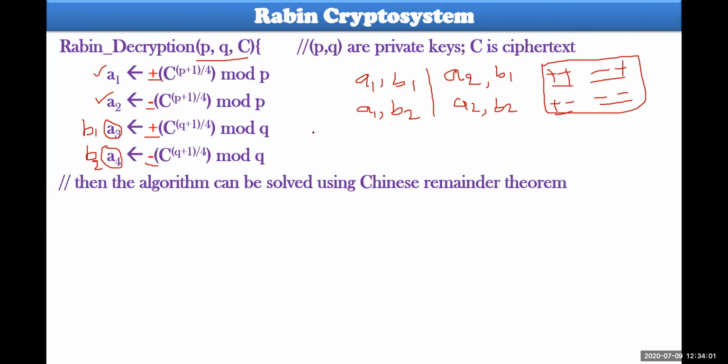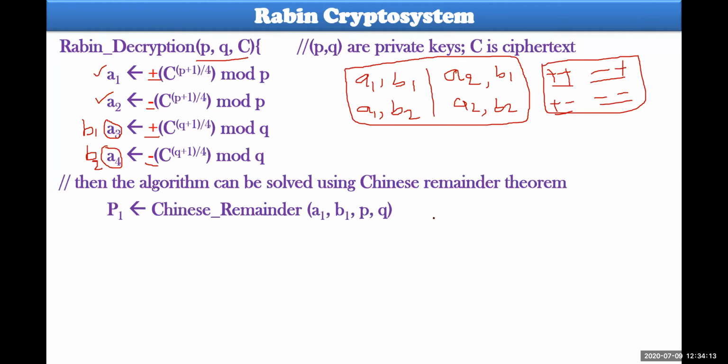After getting these values, we have to follow the Chinese remainder theorem, which operates here. As I have already told you, A1 is this one, B1 is this one. The combinations provided by P will be A1 and A2, whereas the combinations done by Q will be B1 and B2. So that is the point here.